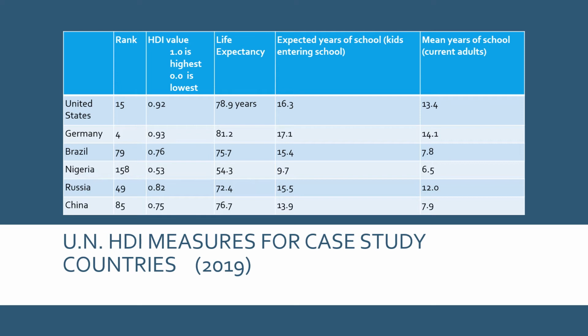And so you can see here the United States is 15. We see Germany outranks us. Their HDI value is slightly higher. All across the board, all of their measures are slightly higher than the United States, not a lot of difference. We see significantly lower with Brazil and Russia and China. And then with Nigeria, we see a country that is far less developed. We would call Nigeria a developing country.